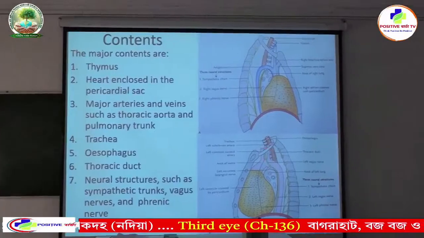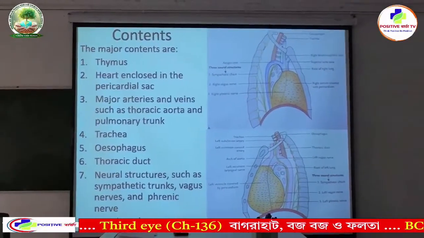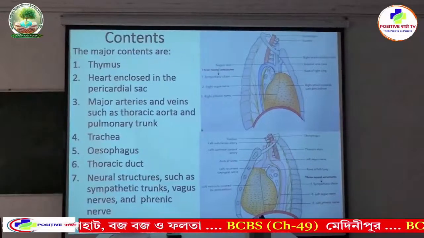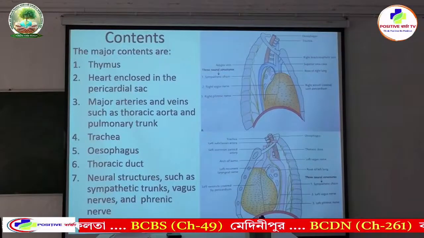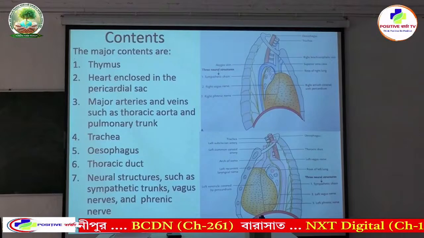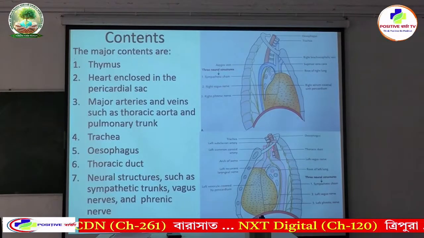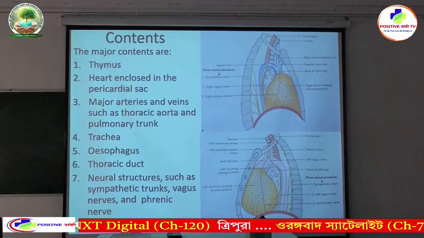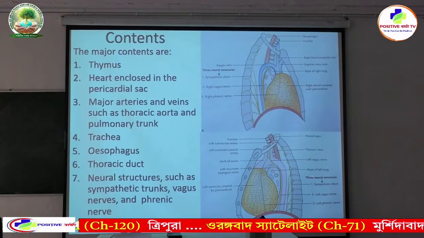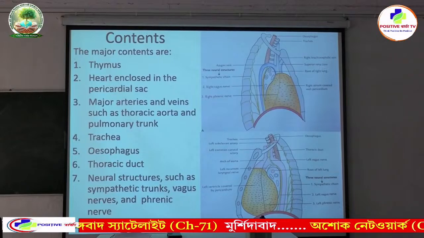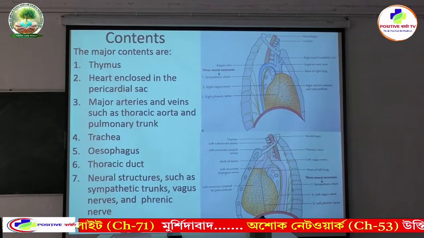Posterior to the lung root, this yellow colored nerve is the left vagus. And anterior to the lung root, here is the left phrenic nerve. And here you can see the esophagus. In front of esophagus, here is trachea. And this small structure, this is thoracic duct. This is one lymphatic structure. Okay, and some lymph nodes you will also see, mediastinal lymph nodes.